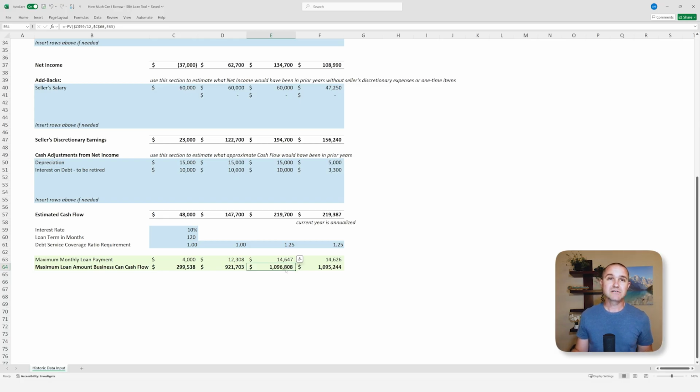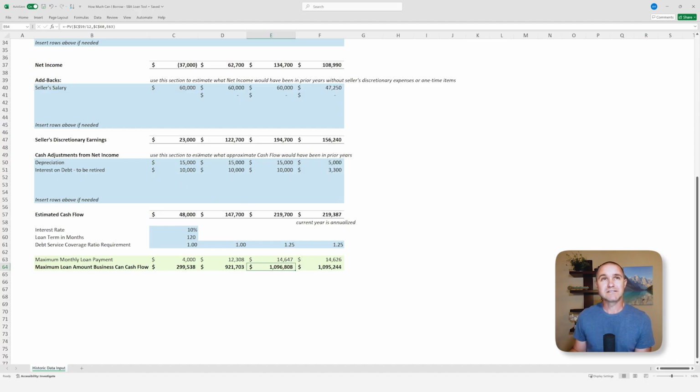But this is the type of analysis that the SBA lenders are doing. A lot of times what I hear from clients is, well, I sent my financials and my tax returns to a lender and they said it wouldn't work, or they said it doesn't cash flow, or they said they won't be able to help me and I don't really know why. This is probably what they're doing. This is the process they're going through.